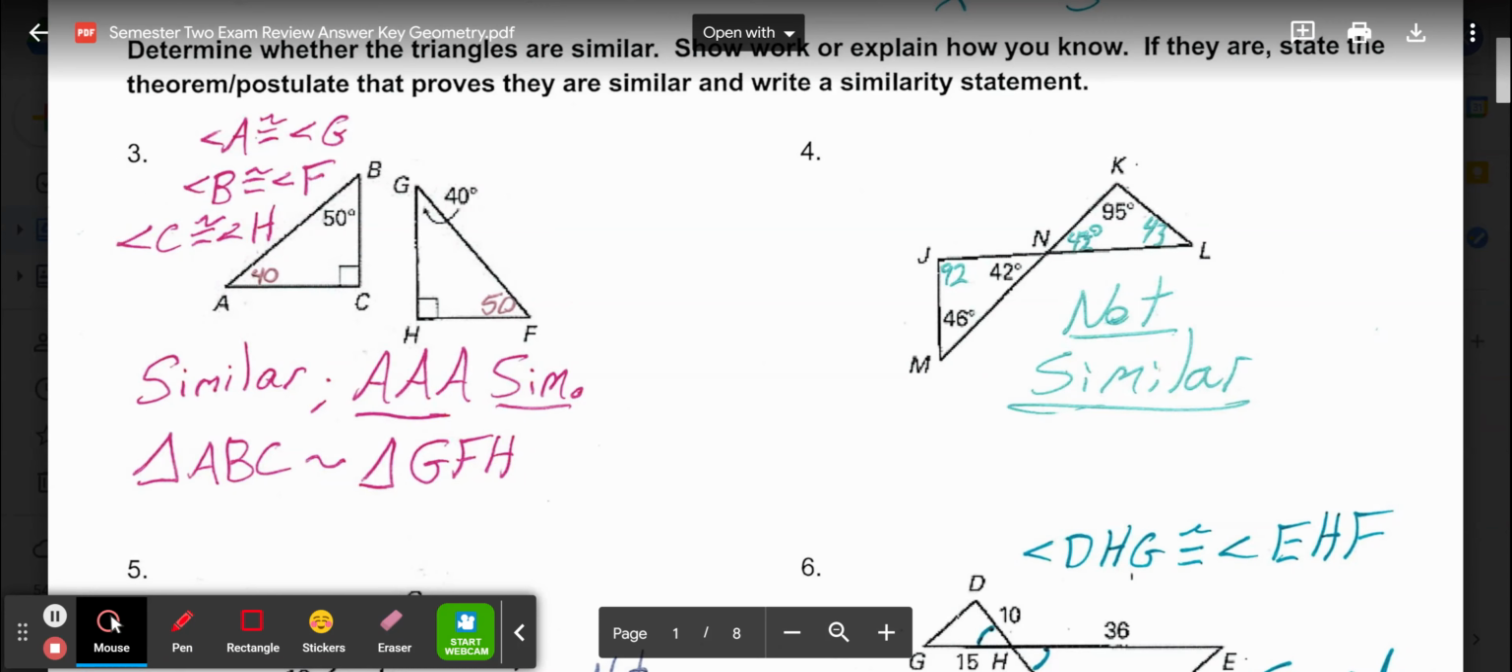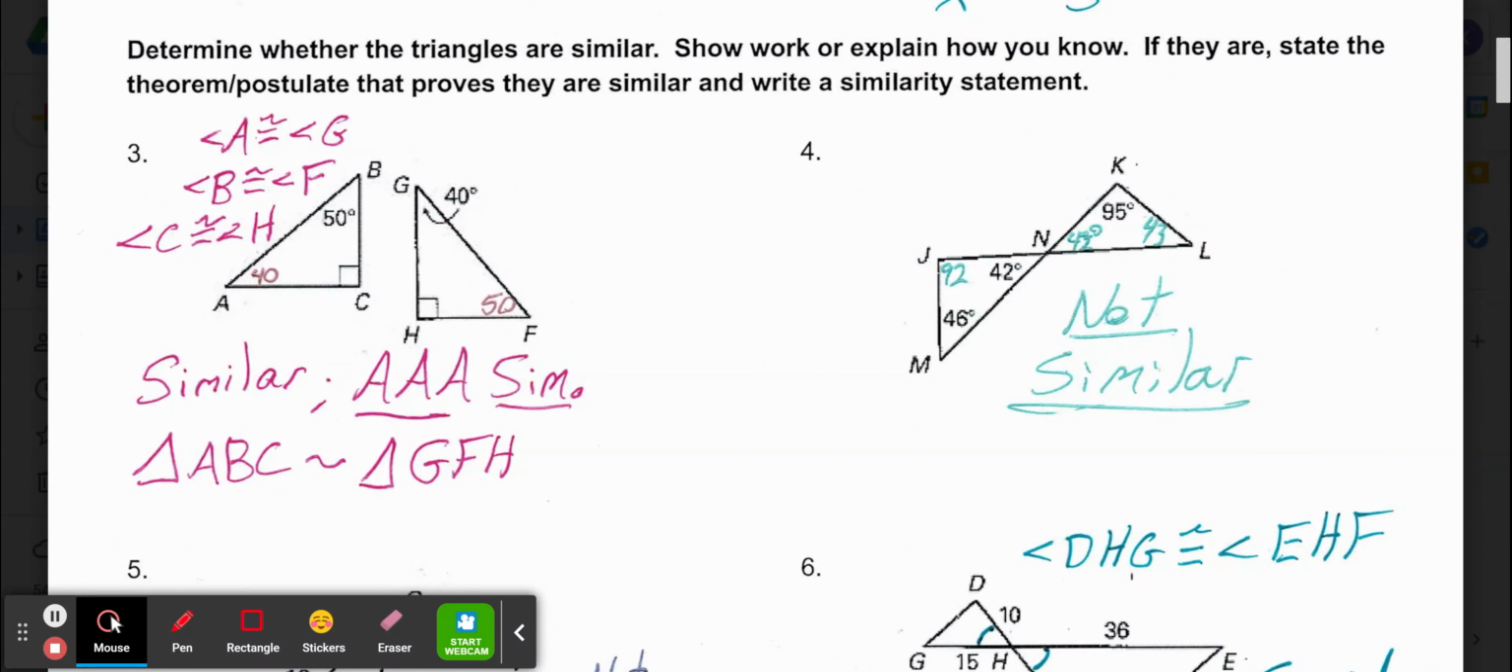In 4, we can find our missing angles. We know vertical angles are congruent, so these are both 42. We have the 95 here, so our missing angle was 43. 42 and 46 gives us a missing angle of 92. So we do not have any sides marked, only one set of congruent angles, so these are not similar.